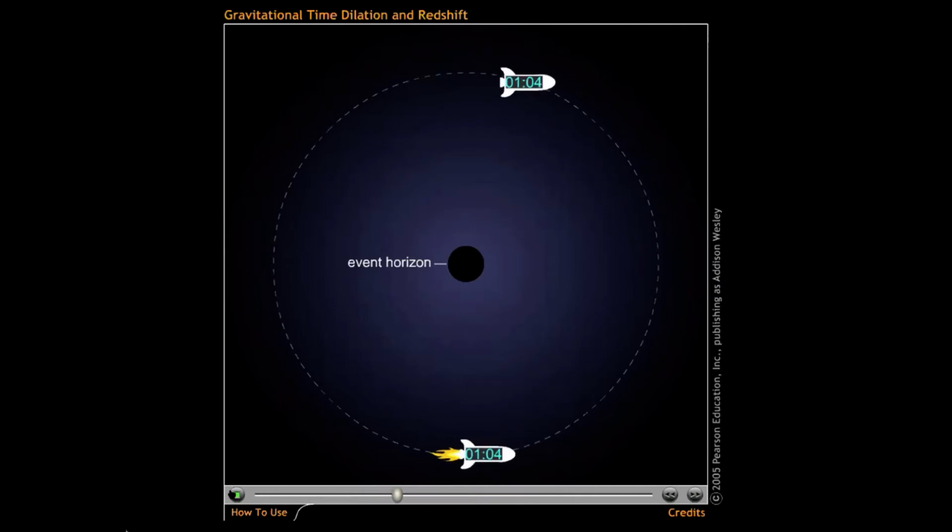All right, this isn't exactly how it's going to work, but it's going to start falling into the black hole now, and you're going to see two things happen. One is these clocks are no longer going to be synchronized and agree with one another. As this guy gets closer and closer to the event horizon, time is going to run slower and slower. And the other thing that's going to happen is it's going to get redder and redder. Time is running slower and slower. It's getting redder and redder.